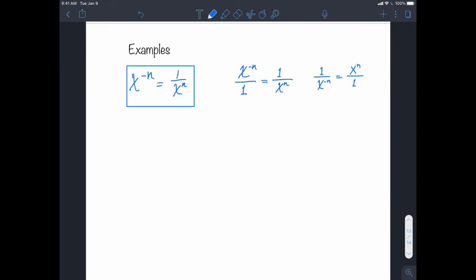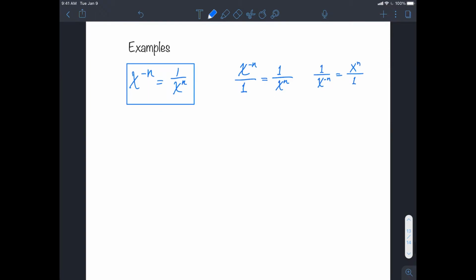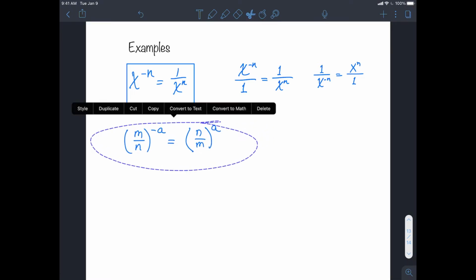Now there's a third variation that is not quite as obvious. It goes like this. If we have a fraction m over n to the negative a power, this is the same thing as n over m to the positive a power. So with these variations on the original theme, we can simplify just about any expression that we're going to see.